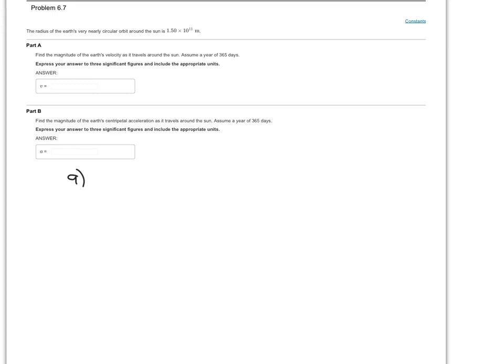All right, moving on to this next problem here, we want to calculate the speed of the Earth as it travels in its almost circular orbit around the Sun. It is actually extremely close to perfectly circular. So what we're going to do is use our velocity of an object traveling in a circle equation, 2 pi r over t.